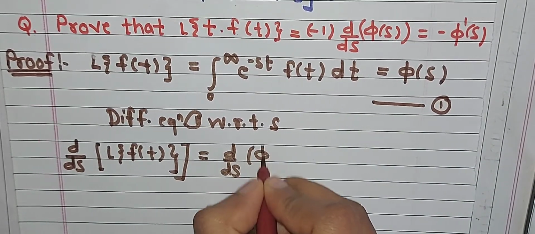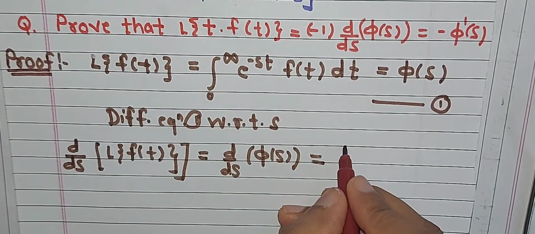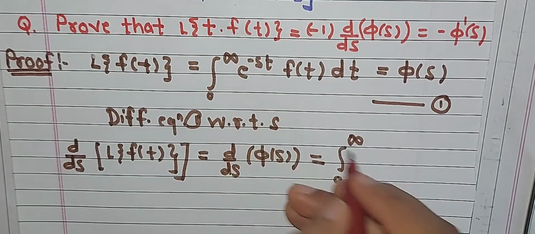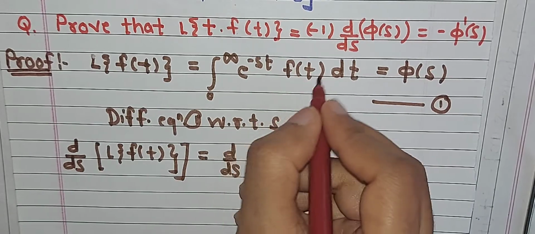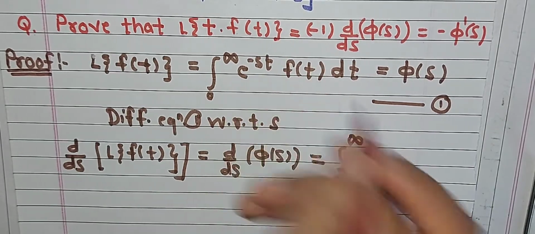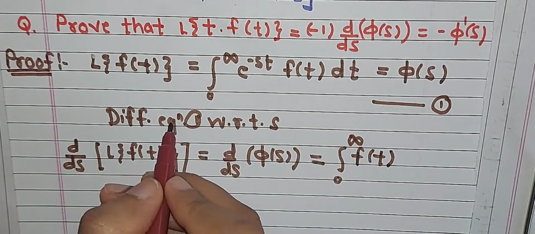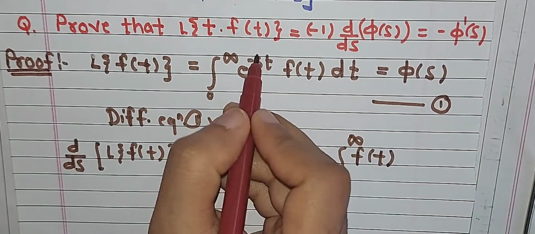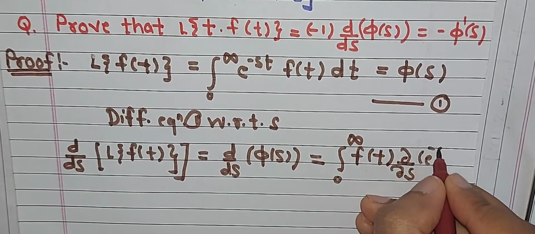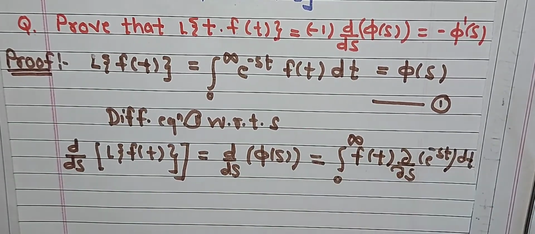Next, this phi of s: d by ds of phi of s is equal to, now differentiate this term also, that means take the integration as it is, from 0 to infinity. Here f of t we will treat as a constant term, because this is only a function of the variable t, but we are differentiating with respect to s. And when we differentiate with respect to s, d by ds will convert into dou by dou s of e raised to minus st, and dt we will write as it is.